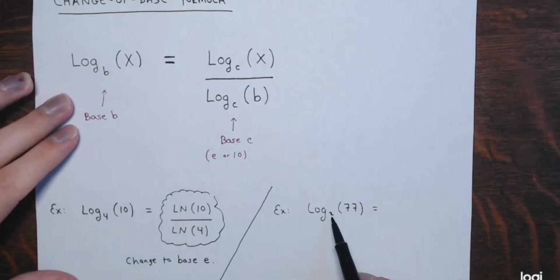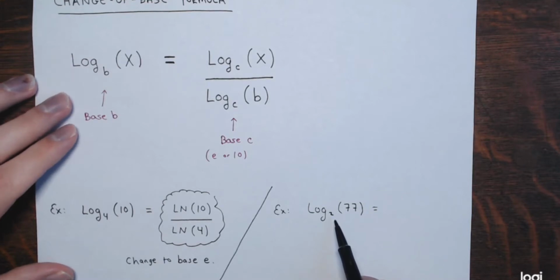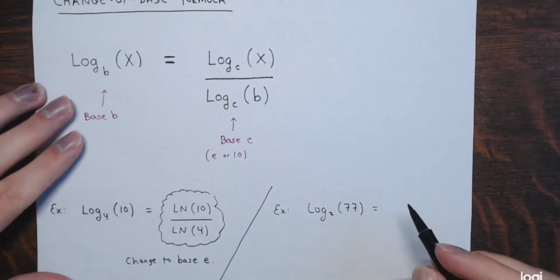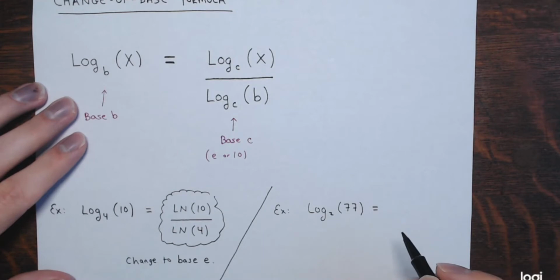Now 2 to the 5th power is 32, 2 to the 6th power is 64, 2 to the 7th power is 128. So 2 to the 6th power is 64, and this is a little bigger than that. So this is going to be 6 point something. This is going to be between 6 and 7. But we're going to use a calculator to get this to 3 decimal places. Now they do ask us to use the change of base formula.